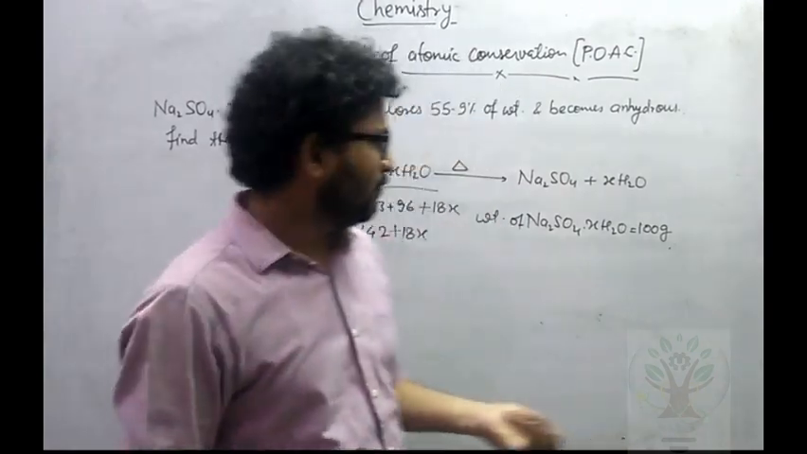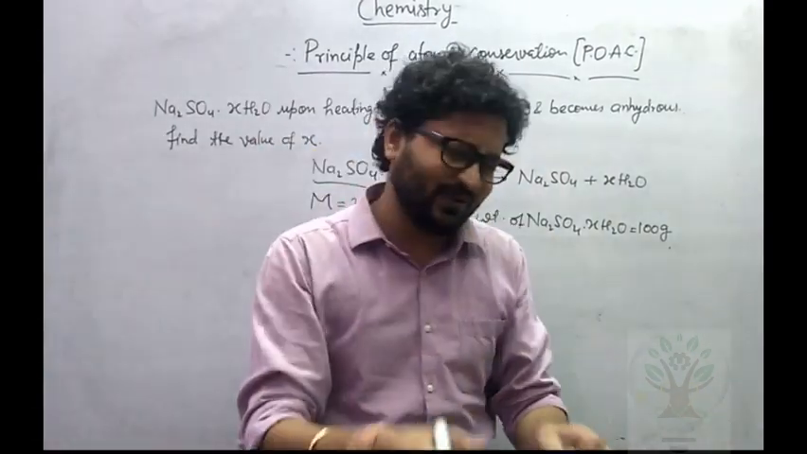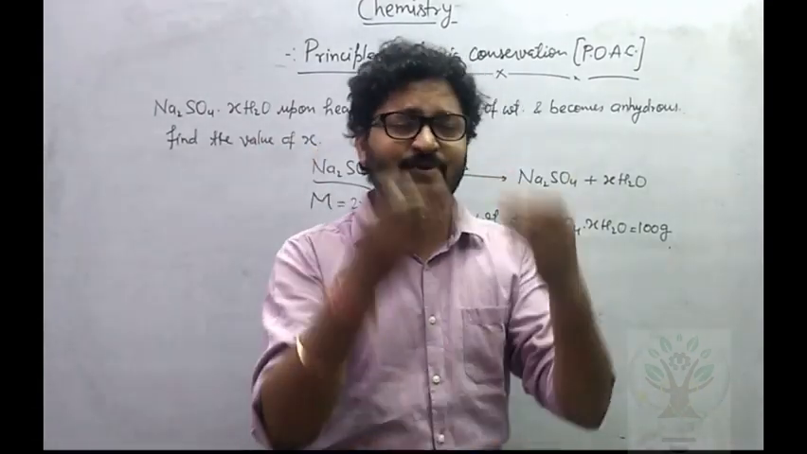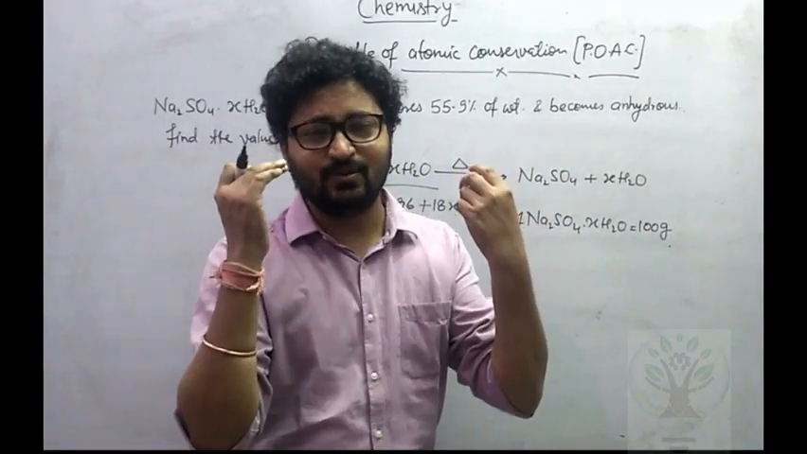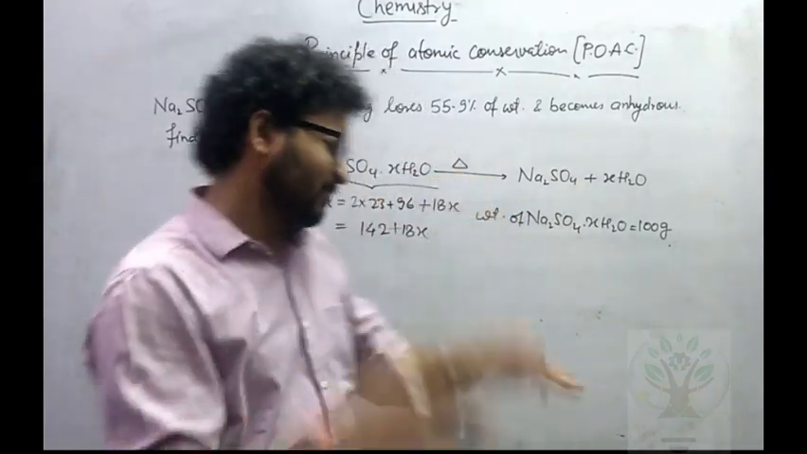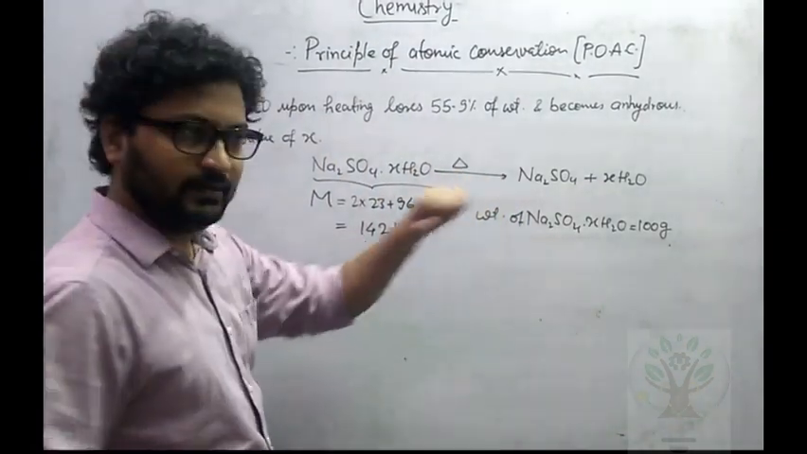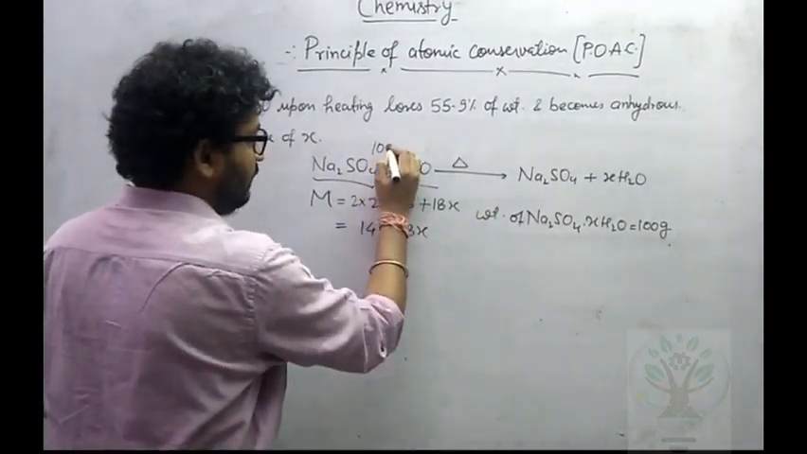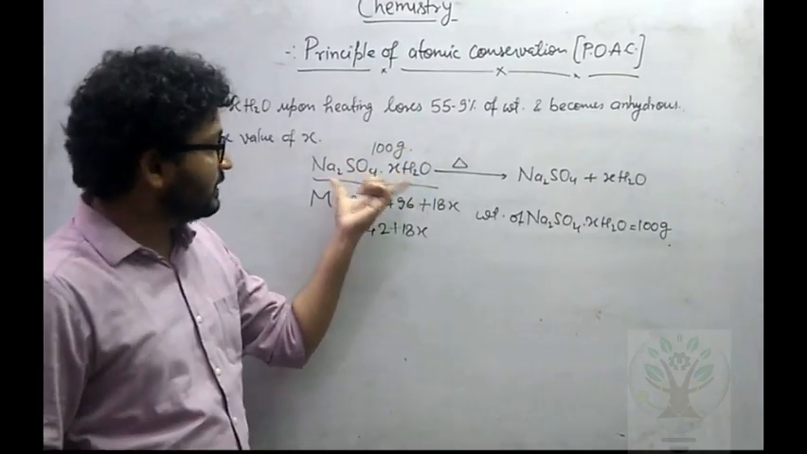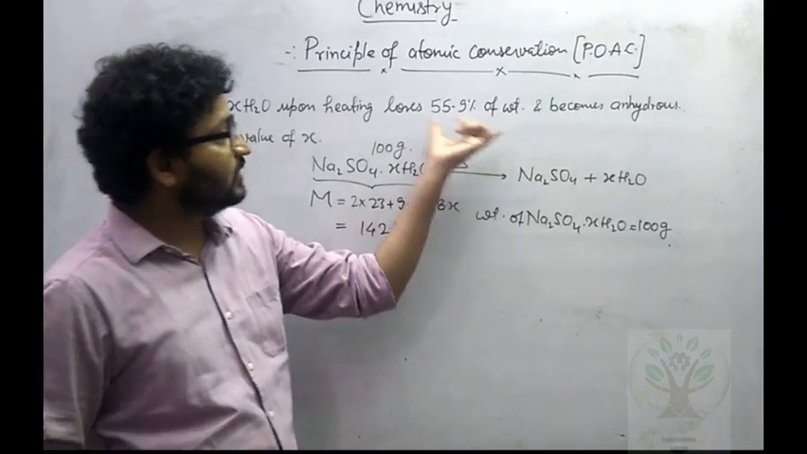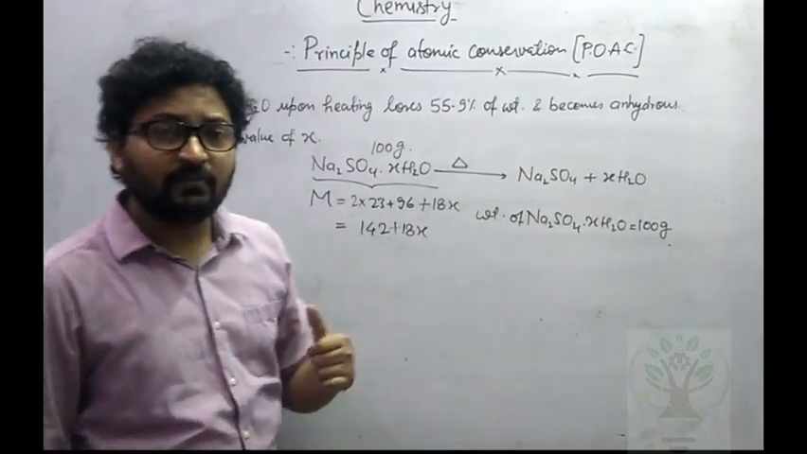If you don't want to assume 100, you can assume whatever weight you want. You can't assume X because X is already given here. You can assume W gram, or capital Z gram, whatever. Okay. Now I have assumed 100 gram of it. Now can you tell me how much weight this Na2SO4.XH2O is losing? It is losing 55.9%.